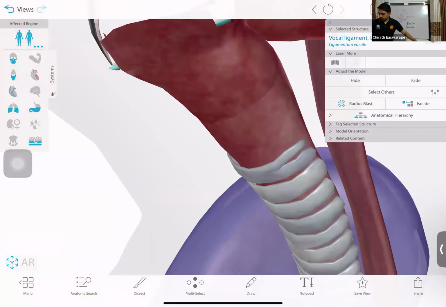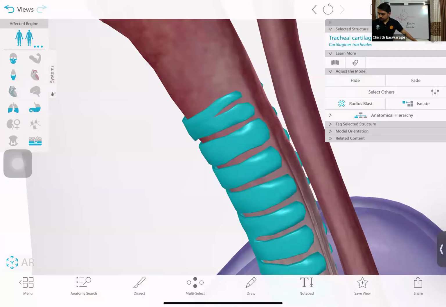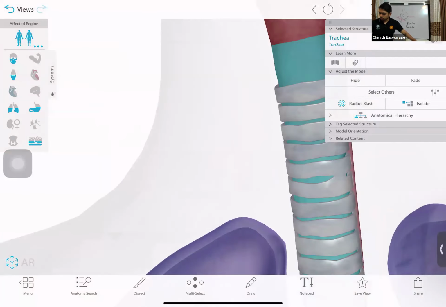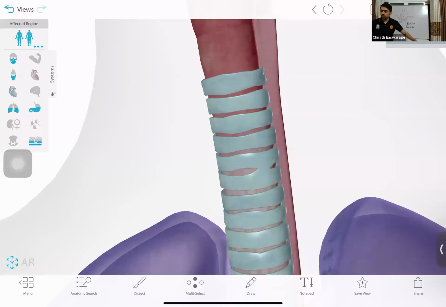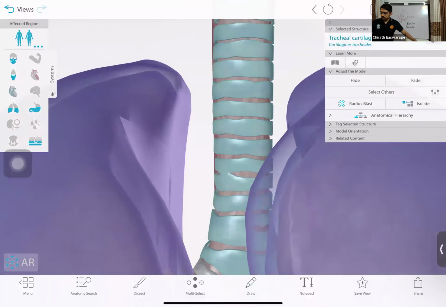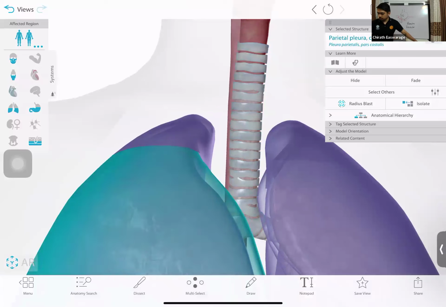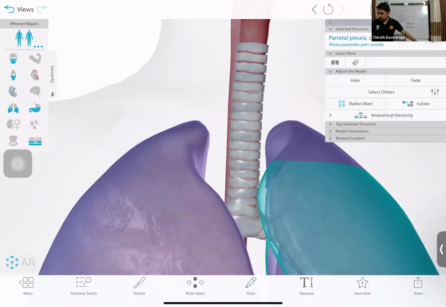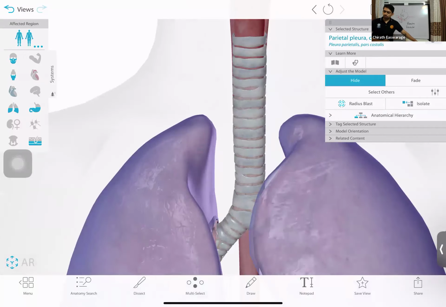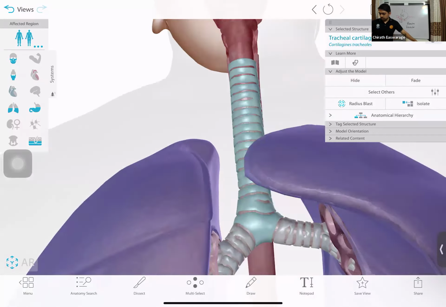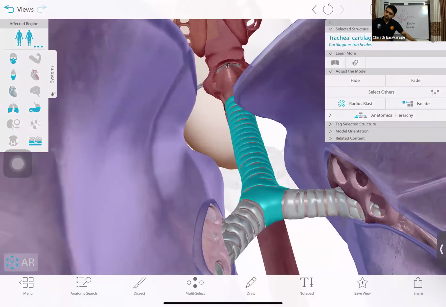Okay, moving down. This is our trachea, the windpipe. The trachea is supported by a series of cartilage rings. Can you see? These are cartilage. I hope you remember how cartilage is formed. It's a type of connective tissue. Go back and read about cartilage. So there are cartilage rings that provide support to this trachea.